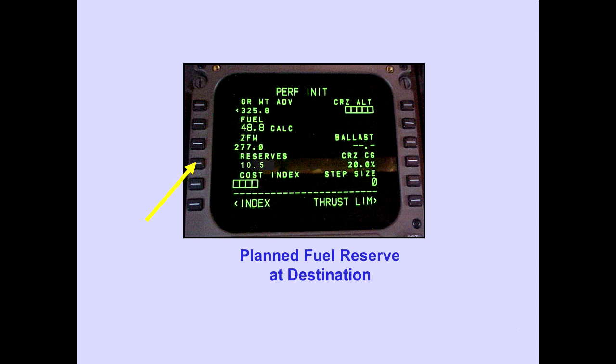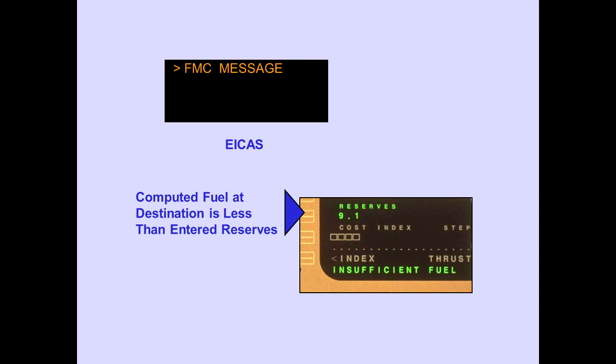Reserve fuel as used on the FMS CDU is the planned fuel in reserve at destination. It is Atlas policy to add 7,000 kilograms planned fuel at the alternate, plus fuel to divert to the alternate from the flight plan, and enter this amount in the reserves line. FMC message insufficient fuel is displayed if the computed fuel at destination is less than the entered reserves.